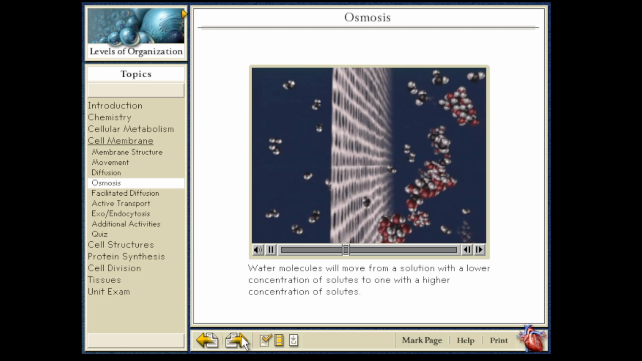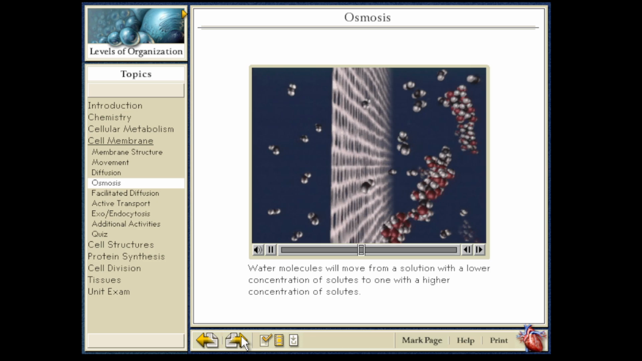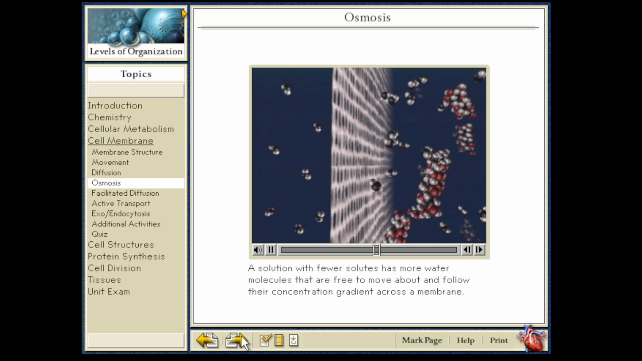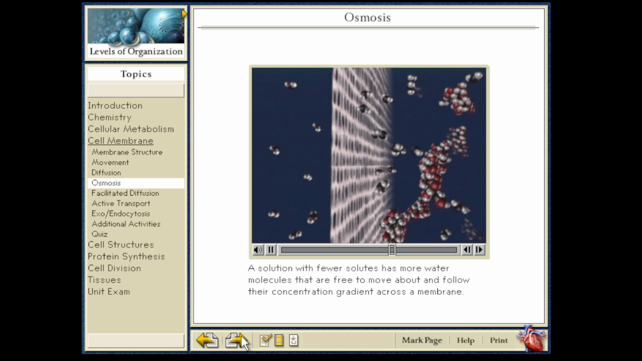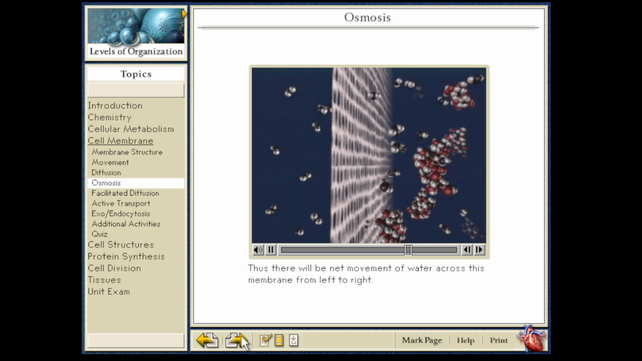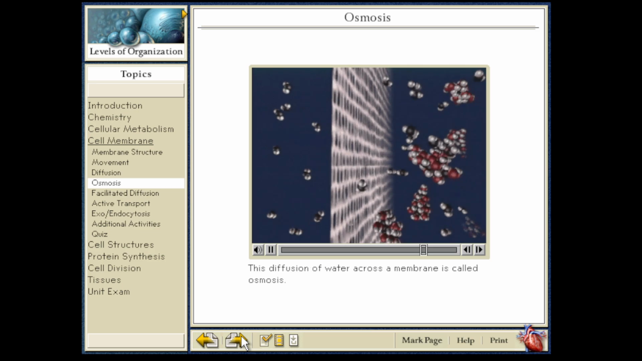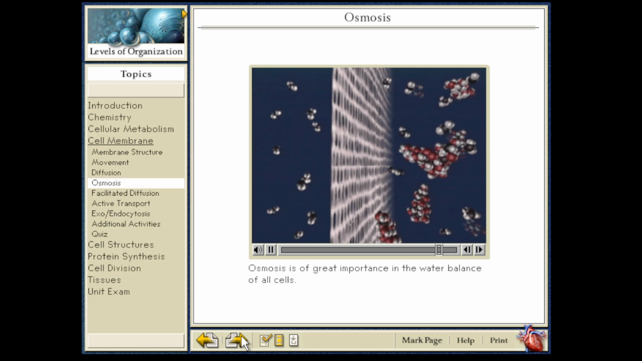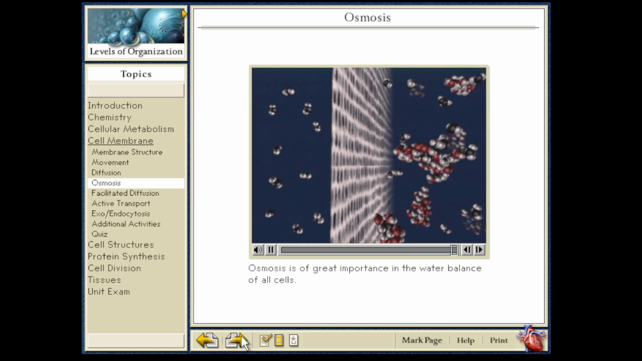Water molecules will move from a solution with a lower concentration of solutes to one with a higher concentration of solutes. A solution with fewer solutes has more water molecules that are free to move about and follow their concentration gradient across a membrane. Thus, there will be net movement of water across this membrane from left to right. This diffusion of water across a membrane is called osmosis. Osmosis is of great importance in the water balance of all cells.